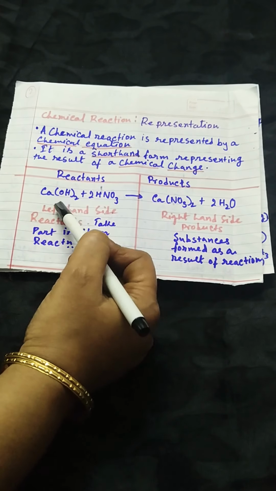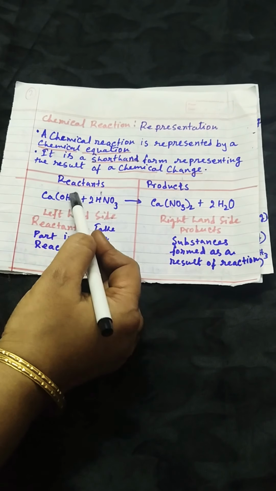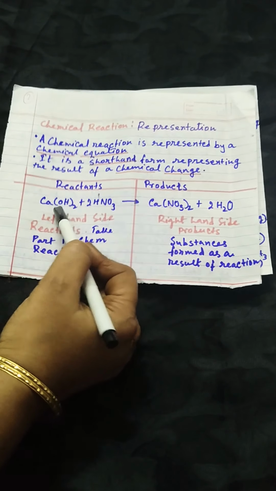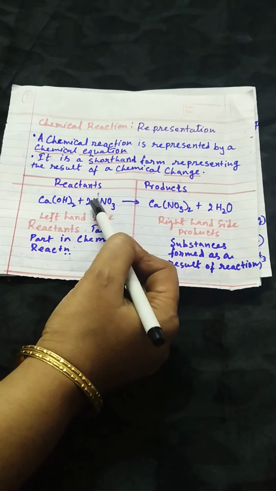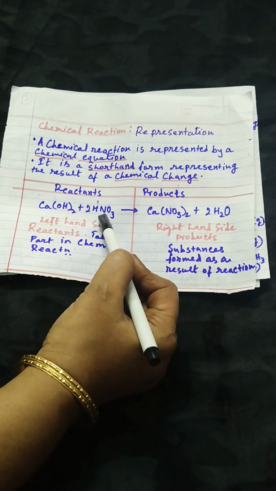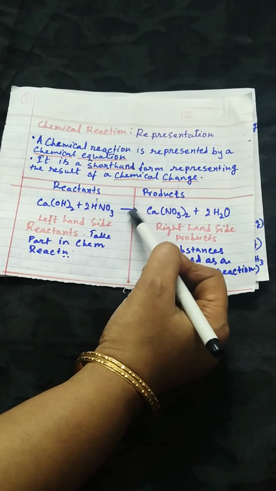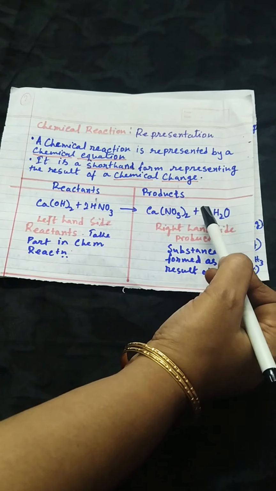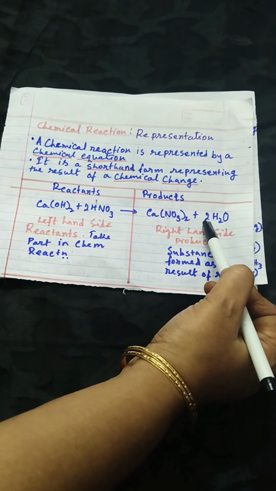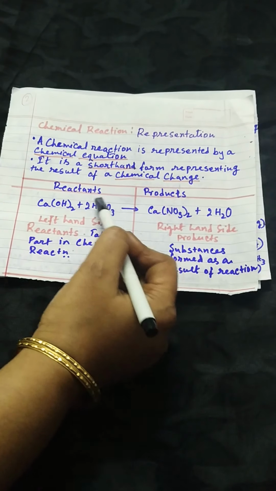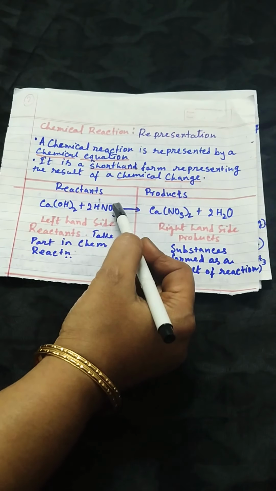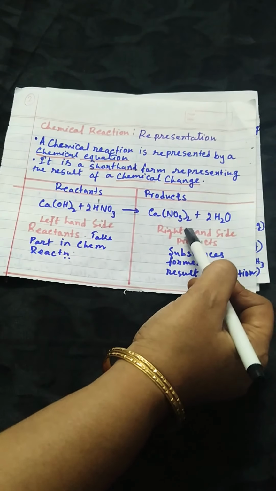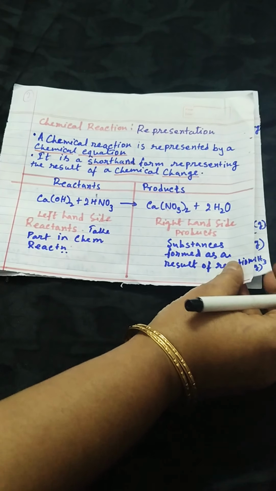How will we represent those? For calcium hydroxide we write its chemical formula. Then, giving a plus sign, we'll write the chemical formula of nitric acid. Then, putting one arrow, we'll write the chemical formula of calcium nitrate and the chemical formula of water. In between the reactants and products we give one arrow sign. So on the left hand side we are writing the reactants and on the right hand side we are writing the formulas of the products.